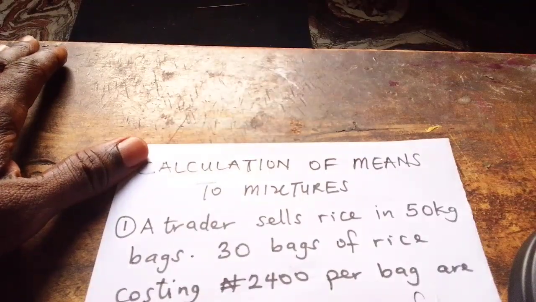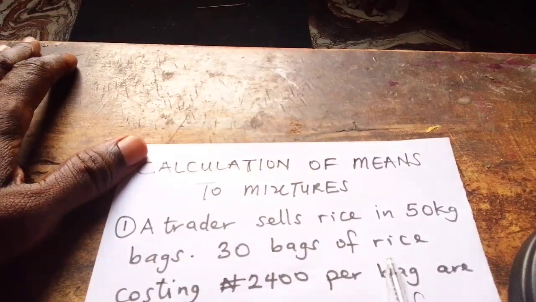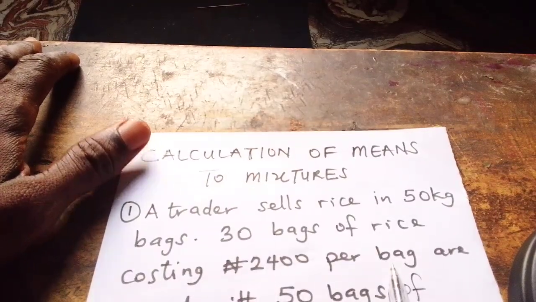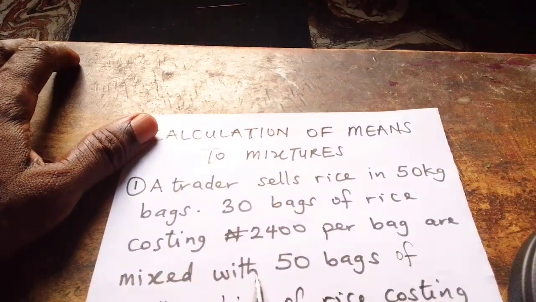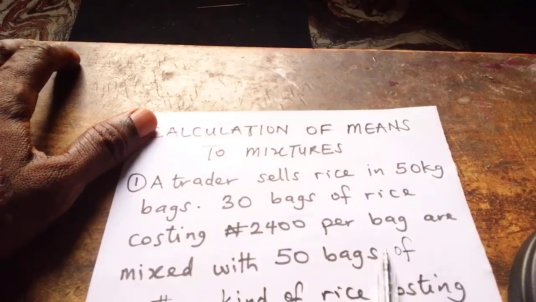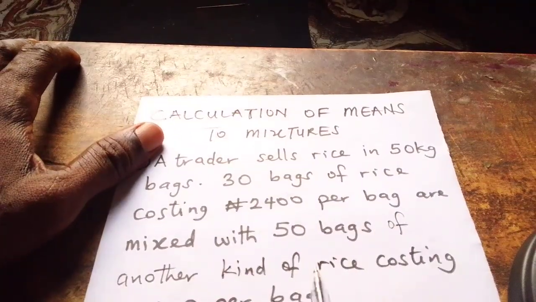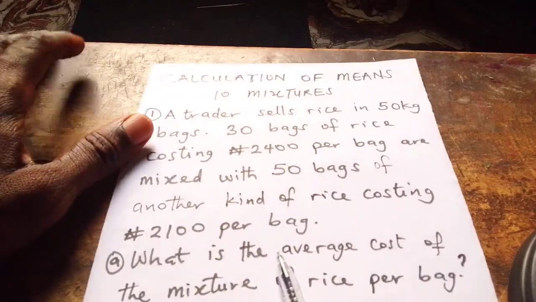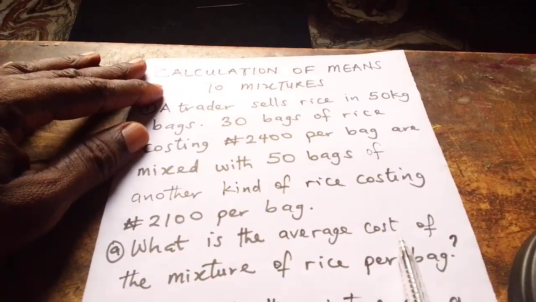A trader sells rice in 50 kilogram bags. 30 bags of rice costing 2,400 naira per bag are mixed with 50 bags of another kind of rice costing 2,100 naira per bag. A. What is the average cost of the mixture of rice per bag?